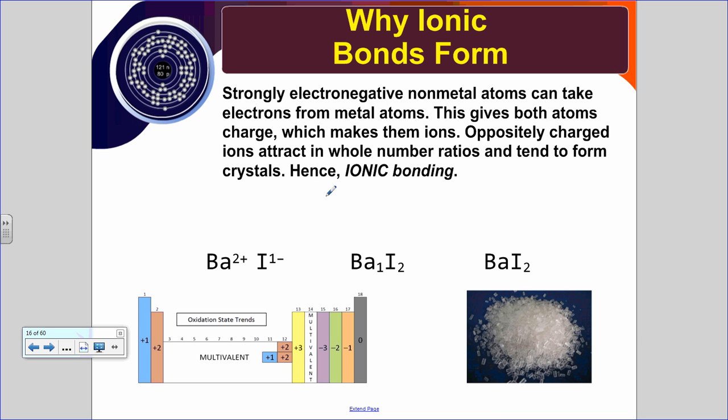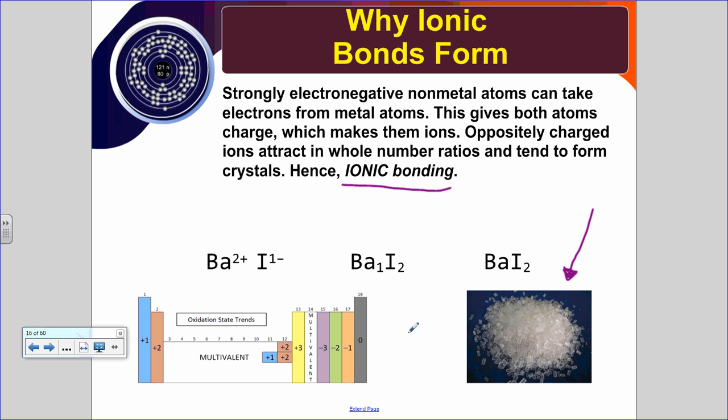When they do so, they attract in whole number ratios, and they form crystals. And that's because they're ions bonding. That's why we call it ionic bonding. And when I say crystals, I mean what looks like table salt. That is not table salt. I don't even know what salt that is, but that's an ionic crystalline solid.